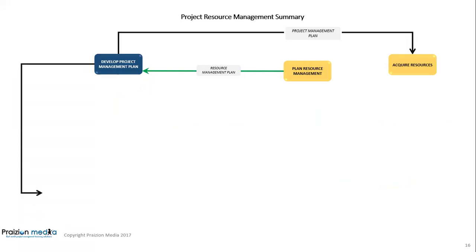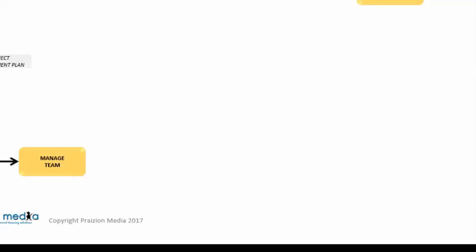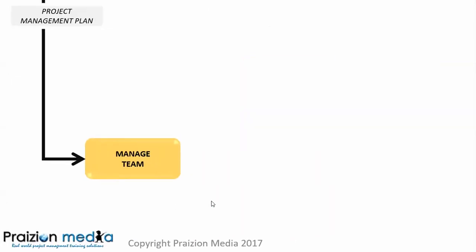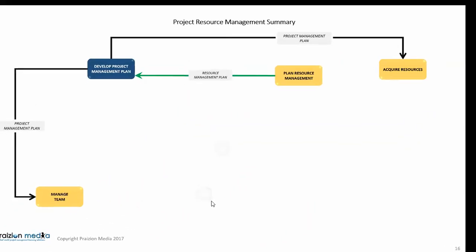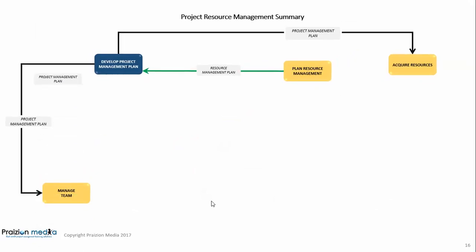Seeing the project management plan going into a number of places, including the processes here, just like manage team. Manage team is yet another one. Manage team is a process in resource management that uses the project management plan. Also, develop team is a process that uses the project management plan. Now, just to make it crystal clear what all of these are, let's circle them one by one.